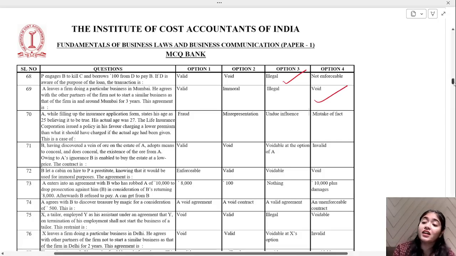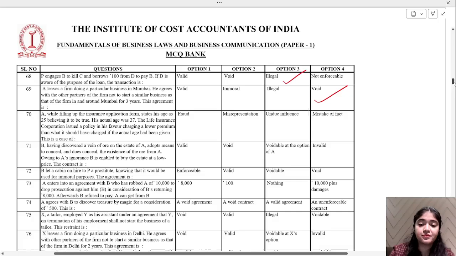You would see that restraint of trade, or the previous one we discussed, will be covered over here, and this is a void agreement because you're restraining someone from trade. There are exceptions given, but initially this agreement will be considered as void.